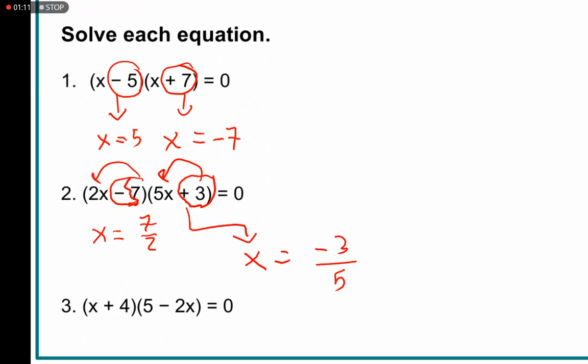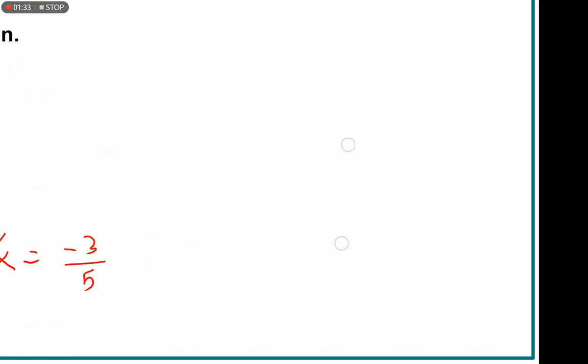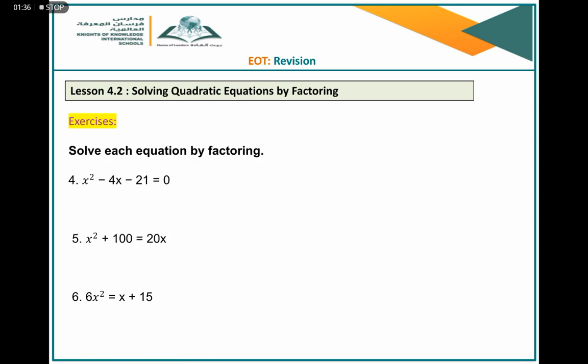I will leave this for you, and because you are my students, I will solve it for you. So x equals negative 4. And what about this? Don't be scared. x equals, yes, 5 over 2, the opposite sign, you see? Are you happy with that? I hope so. Now let us move to the next slide here.